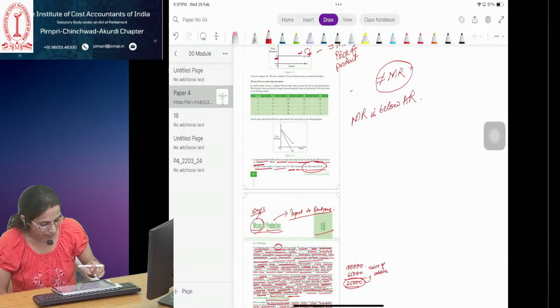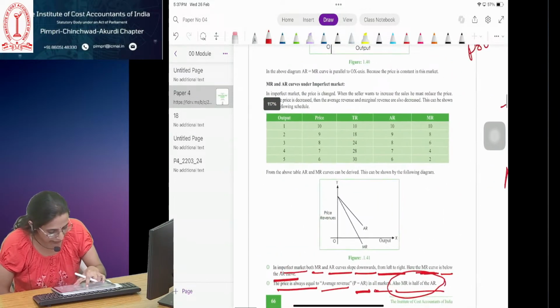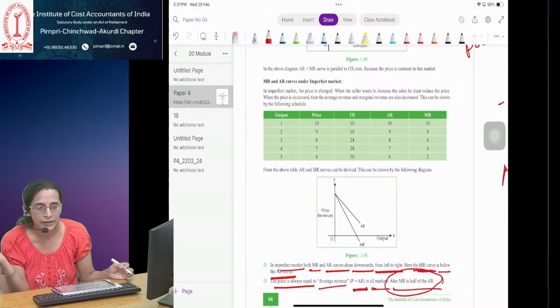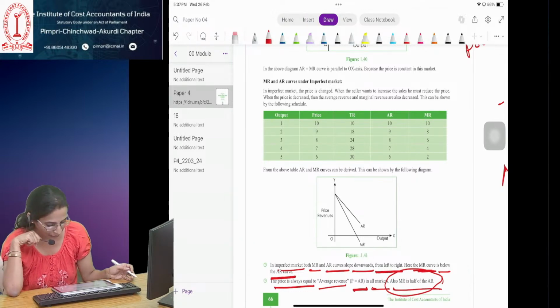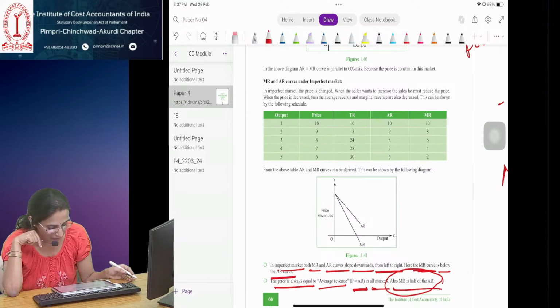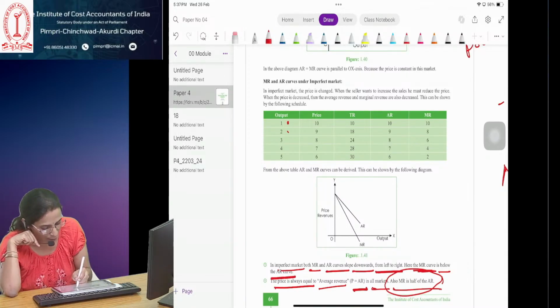Now we will see, what in this table are we seeing? It is an imperfect market, so there is a change in the price. Here the price is decreasing from 10 to 6, right? First it was 10, now it is becoming 9, then 8, 7 and 6. Output is increasing, price is decreasing.